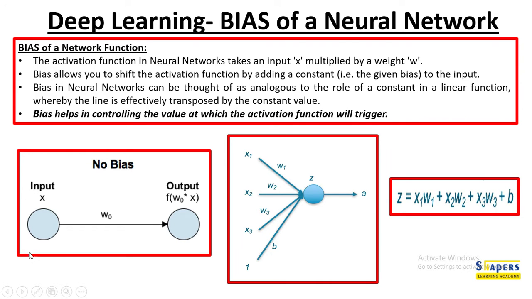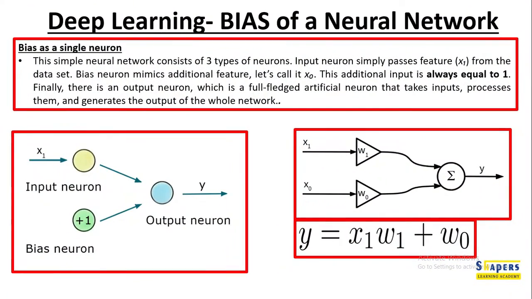So this is an example of a function without a bias, and this with bias. Here we have three inputs, x1, x2, x3, with weights w1, w2, w3, and this being the neuron. So the output z is the sum of x1 times w1, x2 times w2, x3 times w3, plus the bias.